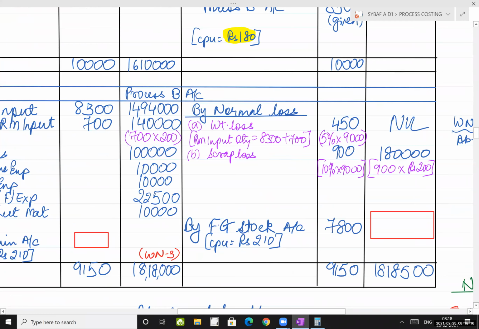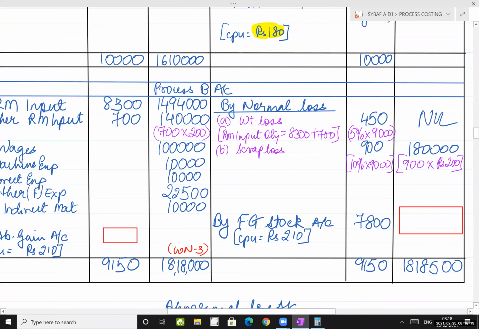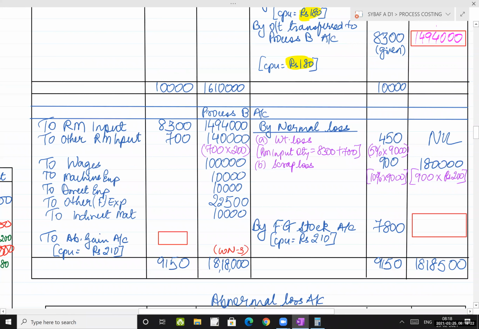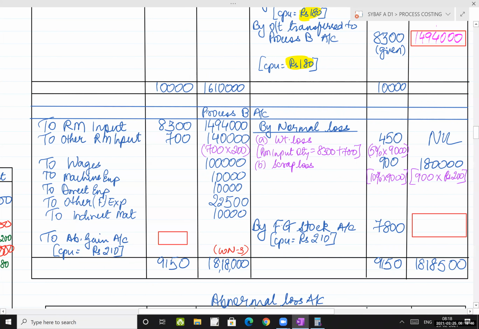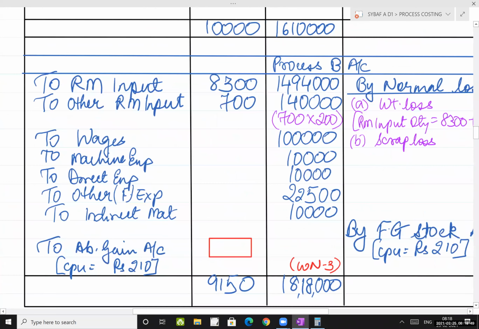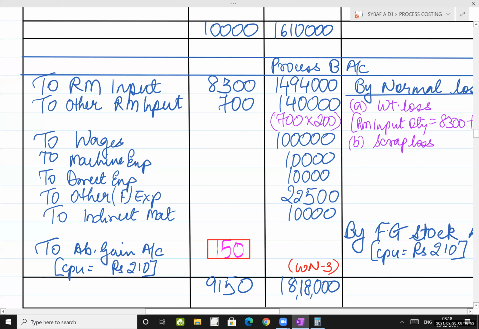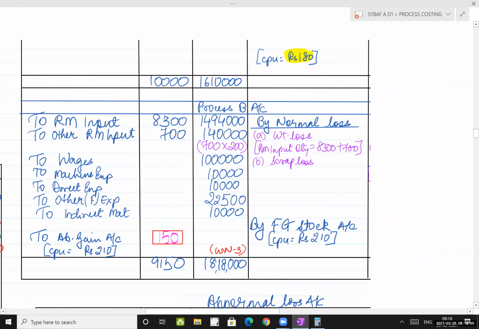ठीक है. अब क्या करने का? First close the quantity column. Which column? Quantity column. So debit side is how much? 9,000. Credit side कितना है? 450 plus 900 plus 7,800 is the output given in the question. So 9,150. तो credit side ज़्यादा है. So 150 is excess. That is abnormal gain.